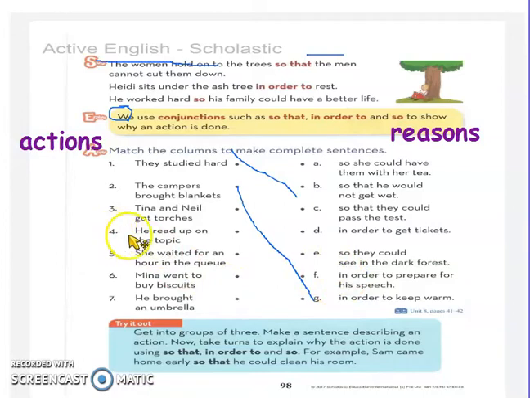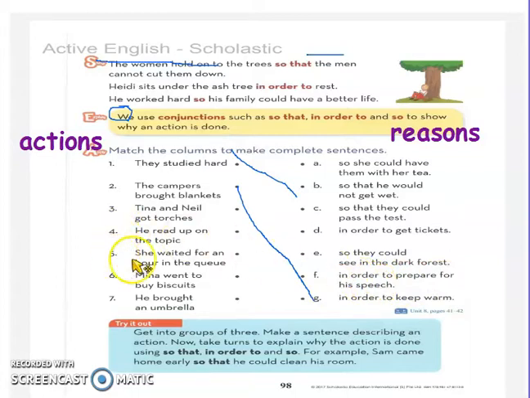Number 4. He read up on the topic. Why? Number 4 with F. In order to prepare for his speech. And again, here we have the actions and here we have the reasons.